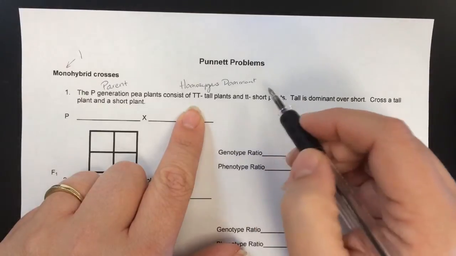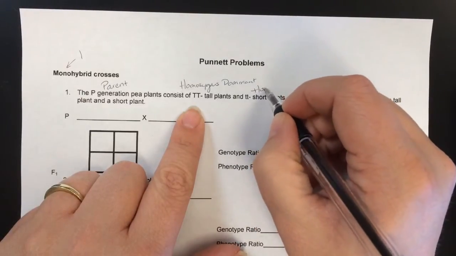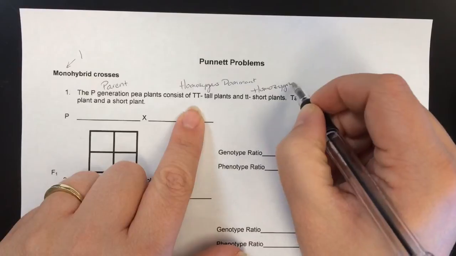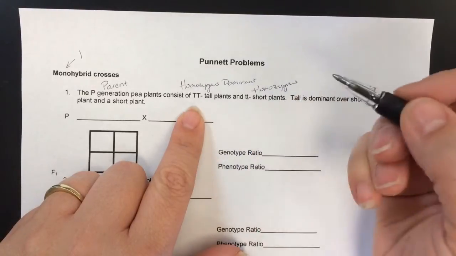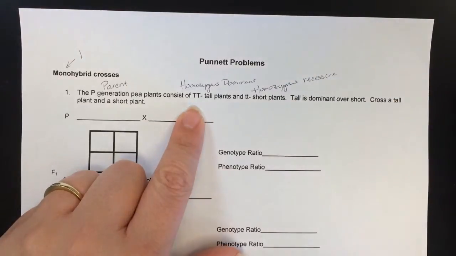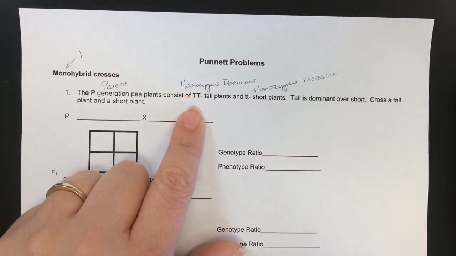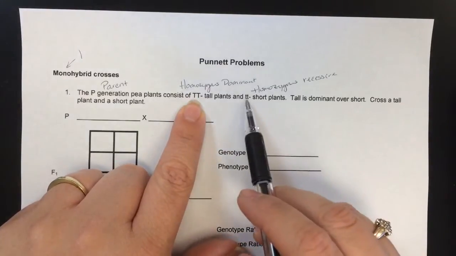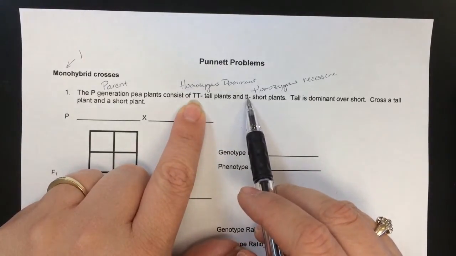Little t is also homozygous, but since we're looking at the little and the recessive trait, we call this homozygous recessive. So you'll hear those terms thrown out now and then, and I want to make sure you know what they are. So homozygous dominant is big, homozygous recessive would be little.